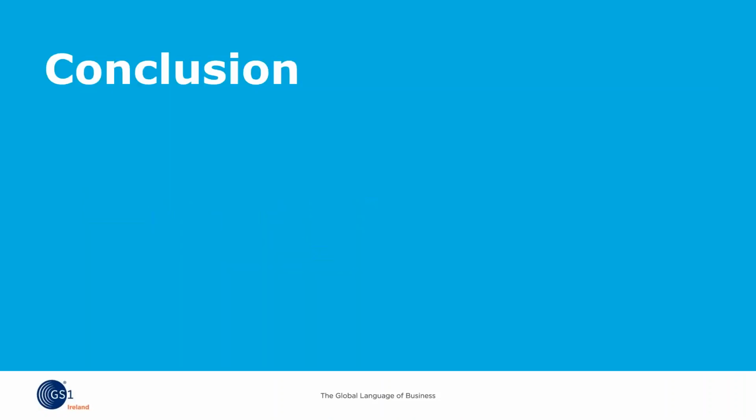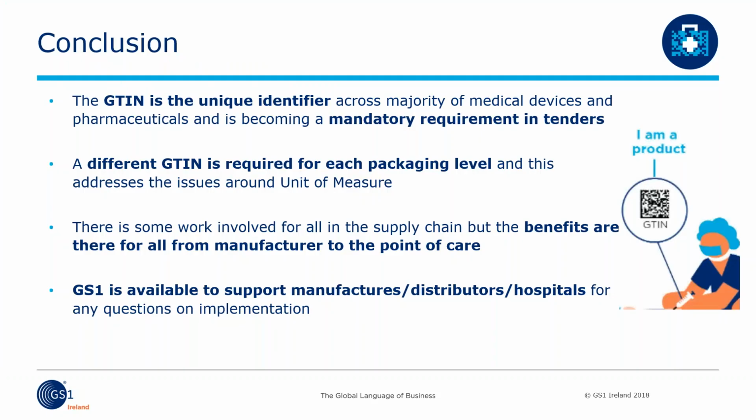So we've given you quite a whistle-stop tour through the challenges of hierarchies. I'd just like to cover in conclusion then. As I've mentioned, the GTIN is the unique identifier, and it is becoming a mandatory requirement in tenders. A different GTIN is required for each packaging level, and certainly if you have any questions around this, please do get back to us and talk to us about that.